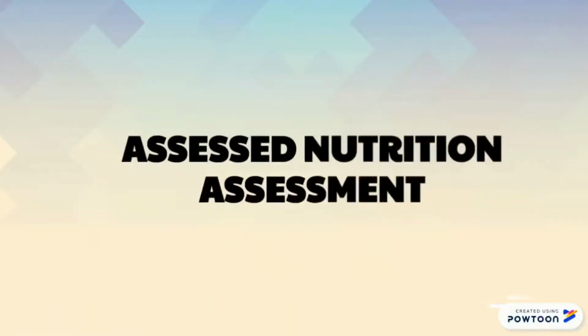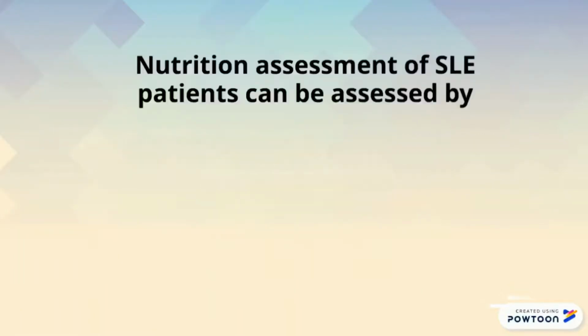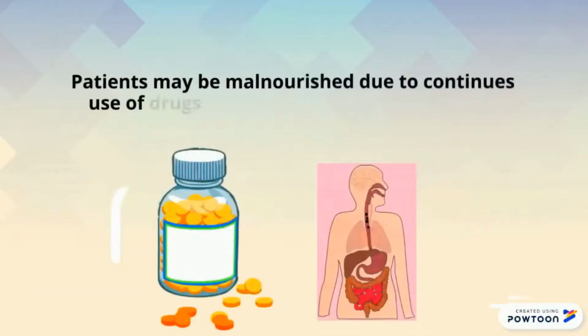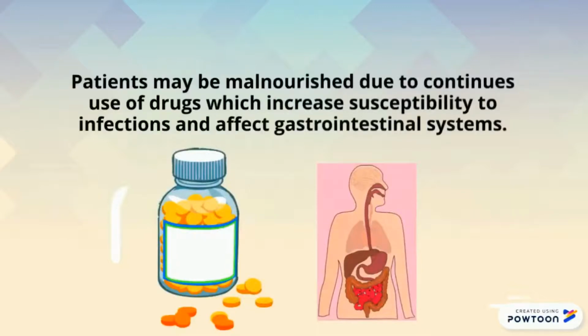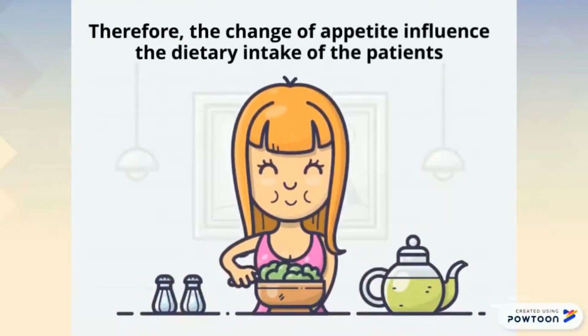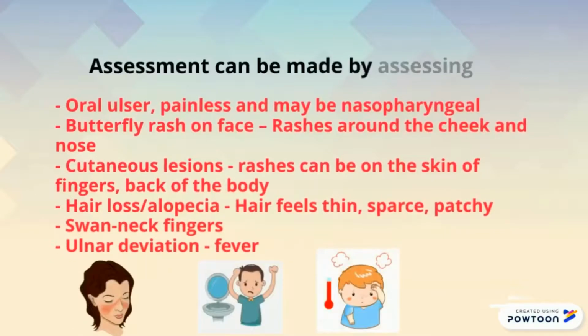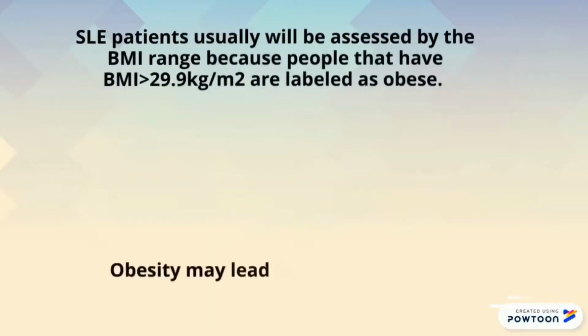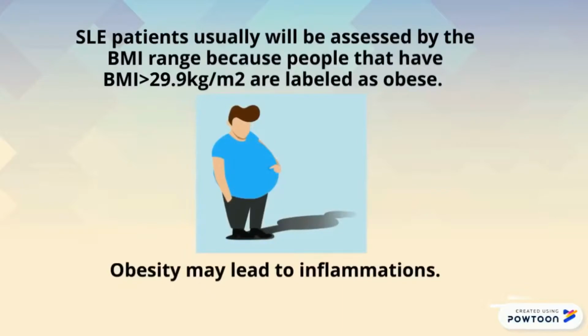Nutrition assessment. Nutrition assessment of SLE patients can be done as follows: patients may be malnourished due to continuous use of drugs which increase susceptibility to infections and affect the gastrointestinal system. Therefore, the change of appetite influences the dietary intake of the patients. Assessment can be made by assessing BMI range, because people that have BMI more than 29.9 are labeled as obese. Obesity may lead to inflammation.